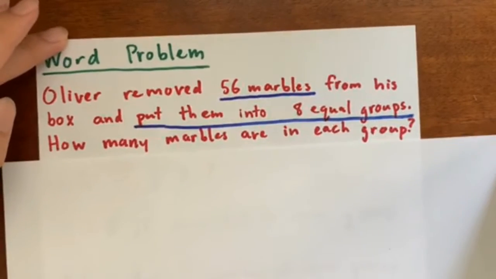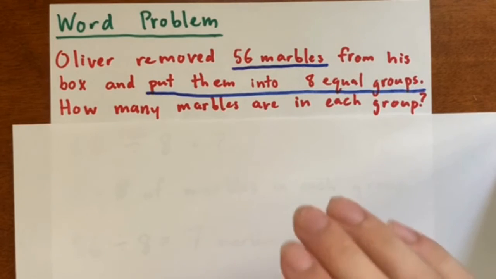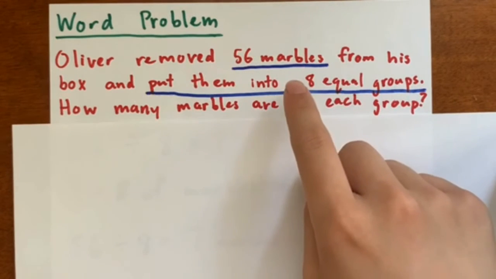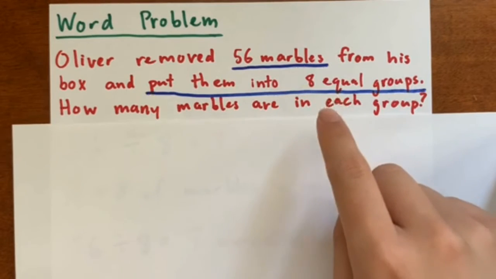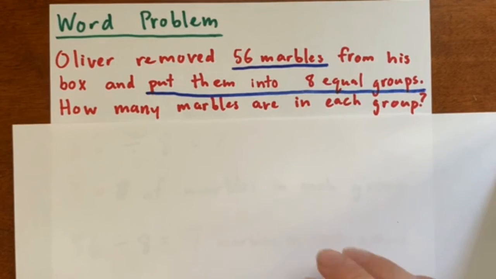So the question reads, Oliver removed 56 marbles from his box and put them into 8 equal groups. How many marbles are in each group? So the first thing we want to do, obviously, is pick out the important details from the question. So what I gathered that was important was that he has 56 marbles and he wants to put them into 8 equal groups. Now, since he wants to put them into equal groups, that means we're doing division.